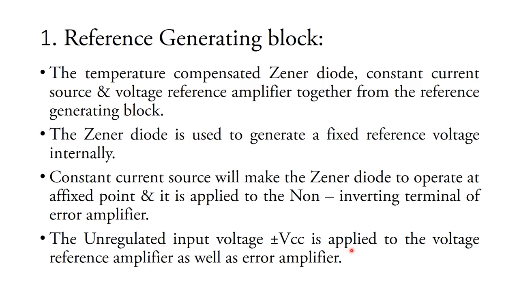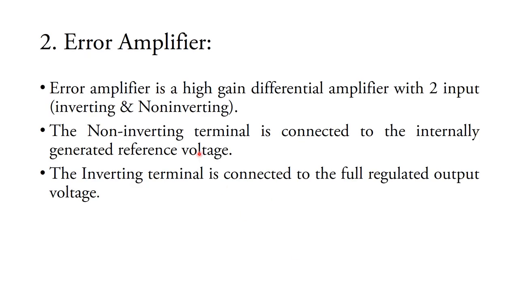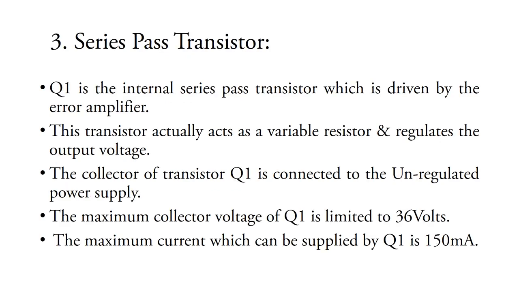The unregulated input voltage plus VCC is applied to the voltage reference amplifier as well as the error amplifier. The error amplifier is a high gain differential amplifier with two inputs, inverting and non-inverting. It acts like a comparator. The non-inverting terminal is connected to the internally generated reference voltage of 7.15 volt. The inverting terminal is connected to the fully regulated voltage. The series pass transistor, as I said, is driven by the error amplifier. This transistor acts as a variable resistor. The error signal controls this transistor so as to regulate the output voltage.